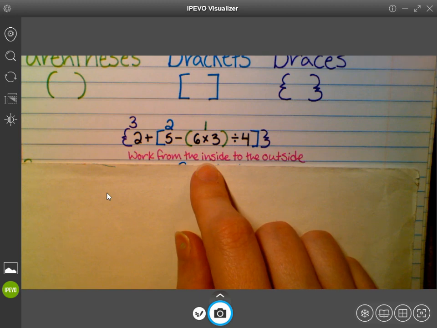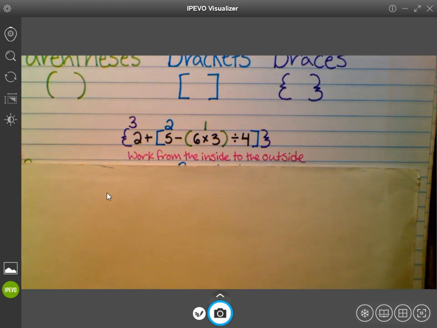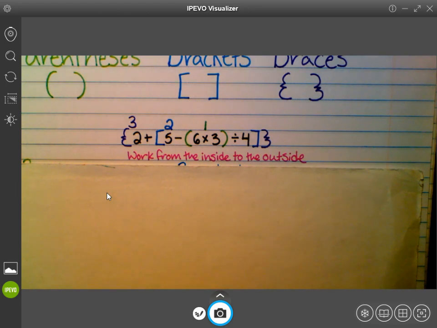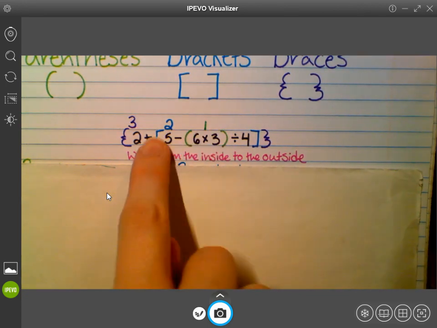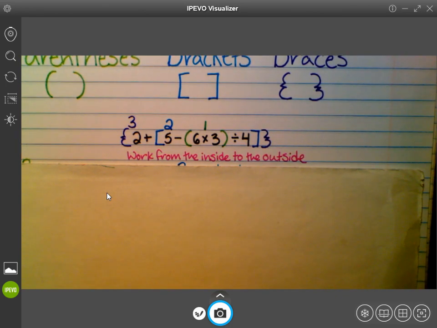So if we're following the rule, work from the inside to the outside, I'm going to wait actually until you have this all written down, and then I'm going to explain it a little bit better. So give me a thumbs up when you have this all written down, including the numbers up above, the 1, 2, and 3. Awesome. And the note that says work from the inside to the outside. That's very important that you write it down.